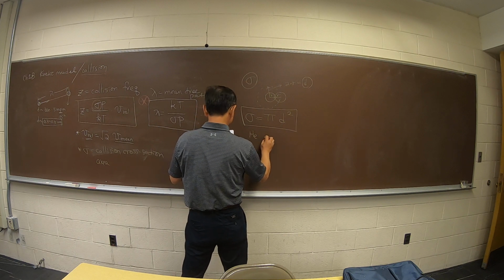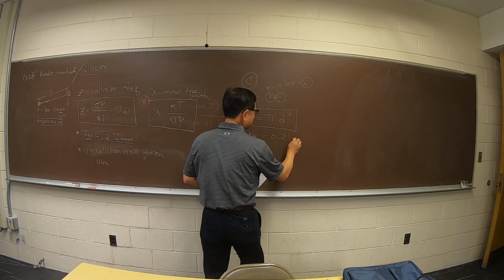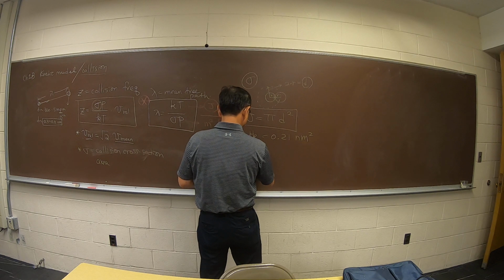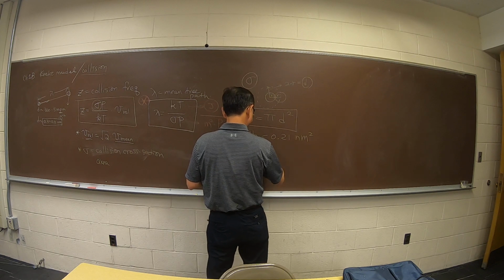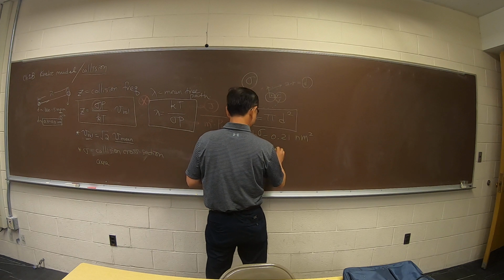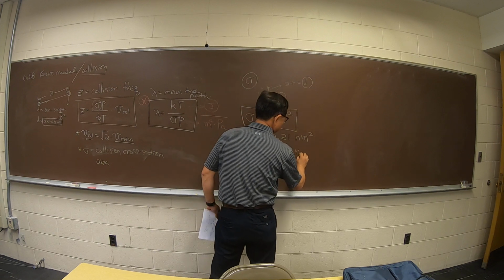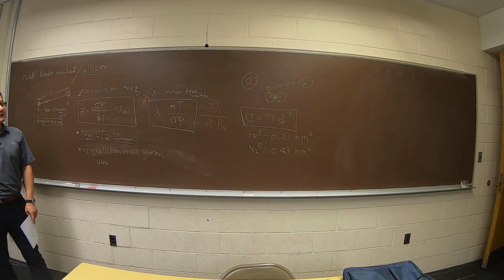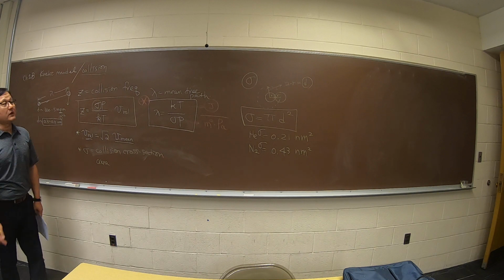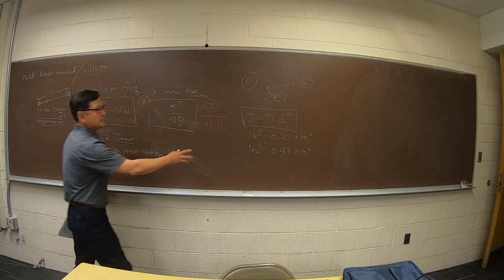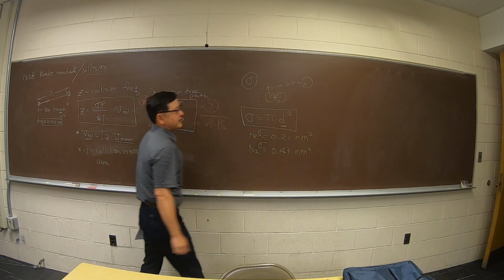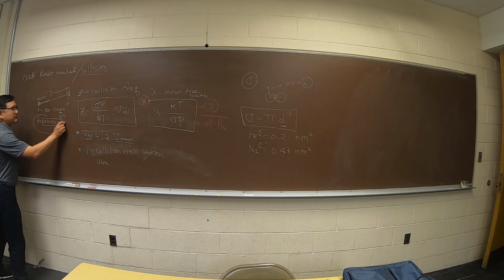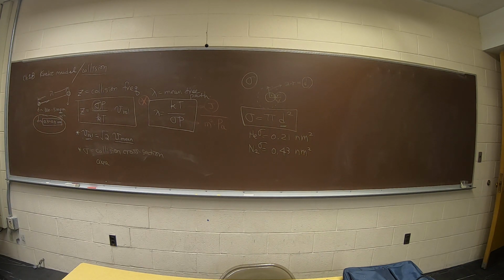So helium has 0.21 square nanometers. Nitrogen has a sigma value of 0.43 square nanometers. Okay? So the bigger the molecule is, the bigger the sigma value should be, and you can calculate that. So using this concept, I can calculate the diameter of the molecule because this value is given. That happens to be in the neighborhood of about 0.3 to 0.5 nanometers.